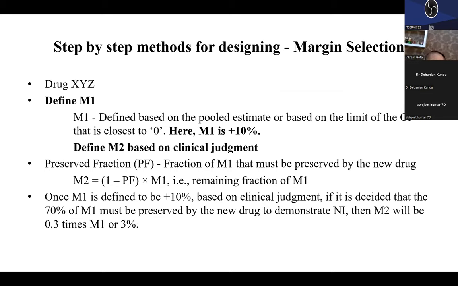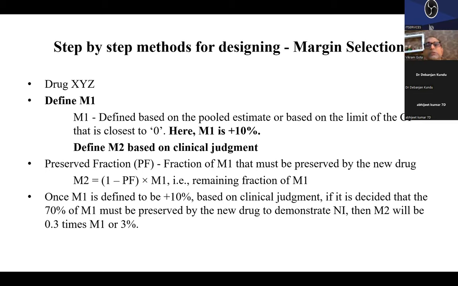Now, margin selection. In the equivalence study, when we discussed margin selection, we said that the margin should be set such that it is not too small, so that you are not able to demonstrate equivalence. It should not be too wide, so that the demonstration of equivalence is meaningless. But here, in non-inferiority, there is a more scientific way of calculating the margins.